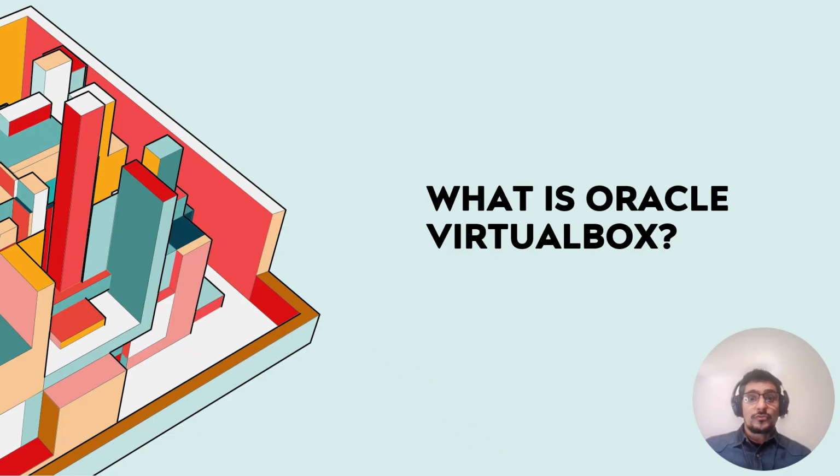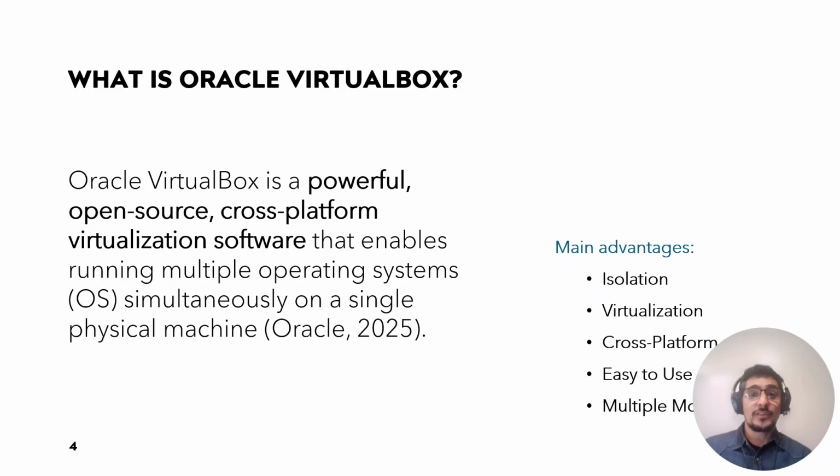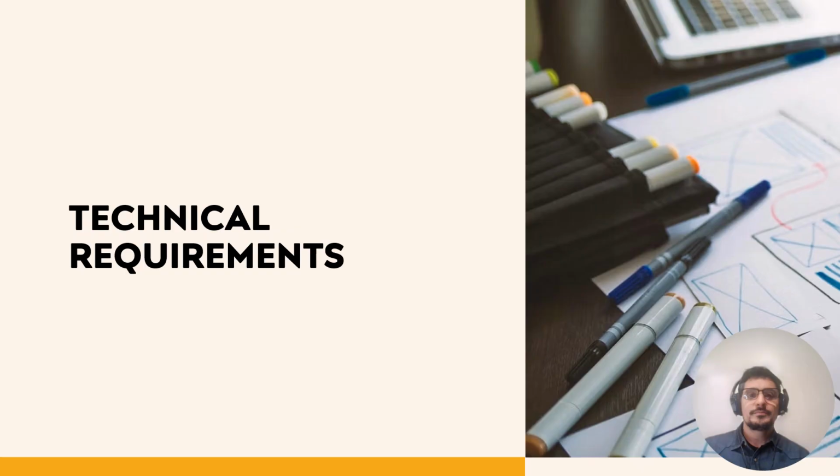Before installing any software, it's important to understand what it actually does. So, what exactly is Oracle VirtualBox? In simple terms, this software allows you to run multiple operating systems like Windows, Linux, or Mac OS on a single physical computer. Some of its main advantages include isolation between systems, cross-platform support, ease of use, and multiple networking and virtualization modes. This makes VirtualBox especially useful for students, developers, and IT professionals.